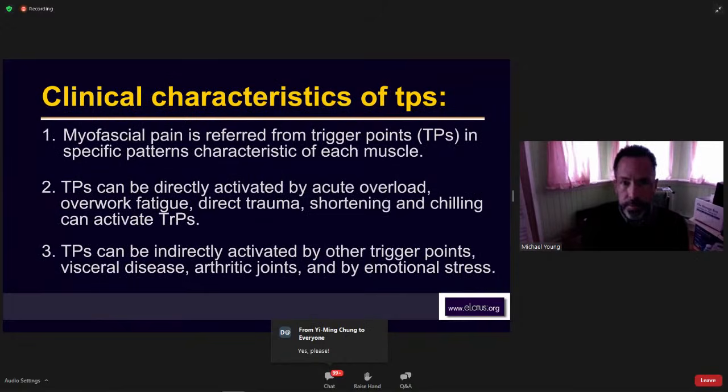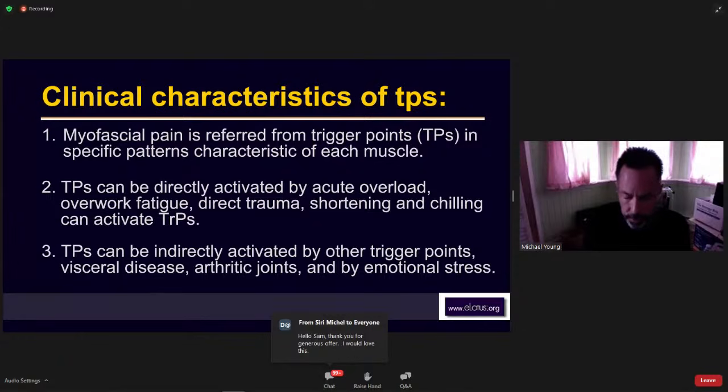Clinical characteristics of trigger points. Myofascial pain is referred from trigger points in specific patterns. A trigger point will often go from A, where the generation of the pain is, to B, where the pain travels to. Sometimes it doesn't travel. Sometimes instead of traveling, it sets off another trigger point, or sometimes it's both. Sometimes it refers pain and sets off; they call these satellite trigger points in the second edition. So again, A goes to B, goes to C, and so on.